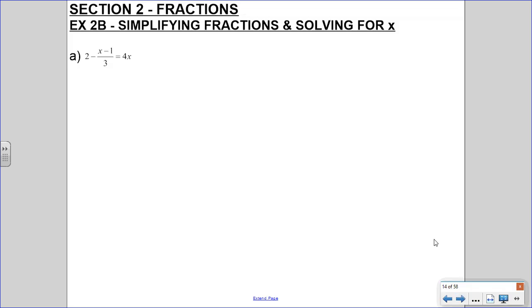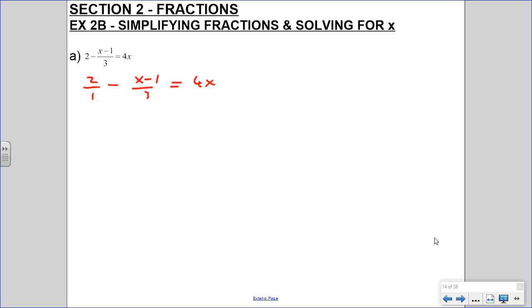Alright, this video then, simplifying fractions and solving for x. So one step further than the previous one. Remember what we said about things being comparable, so denominators need to be the same. So at the moment you have 2 over 1, because remember any number by itself is the same as that number over 1. (x minus 1) over 3 is 4x.